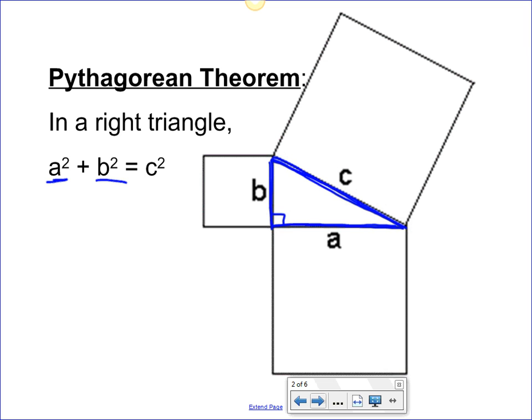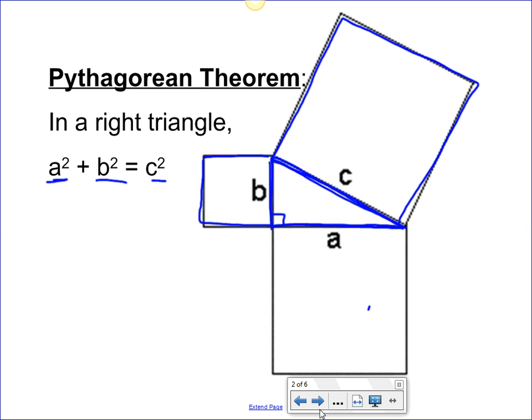So it literally means if we made a square out of this side over here, B, and if we looked at the areas, the sum of those two areas would be equal to the area of this square C. So that's the Pythagorean theorem.